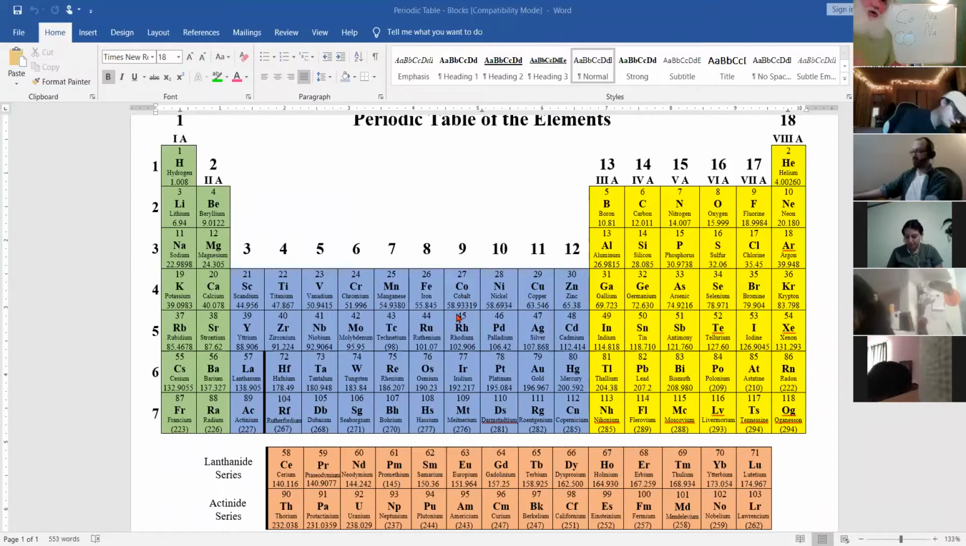And I want you to use my periodic table. These are the most recent accepted values for the atomic masses on the periodic table.